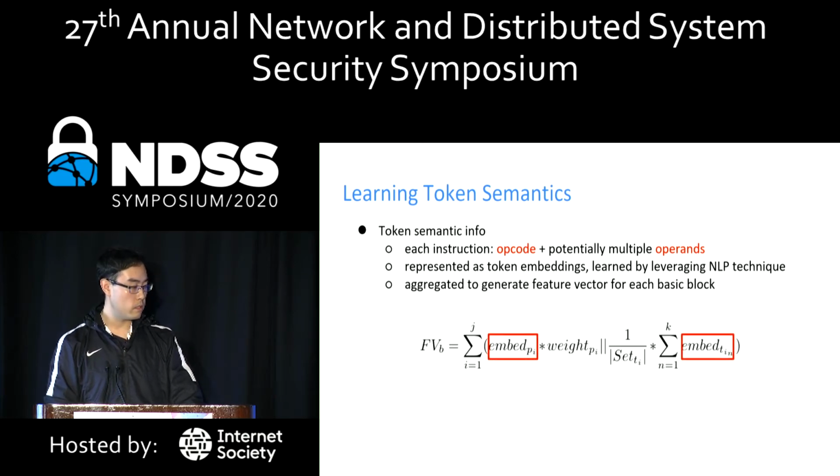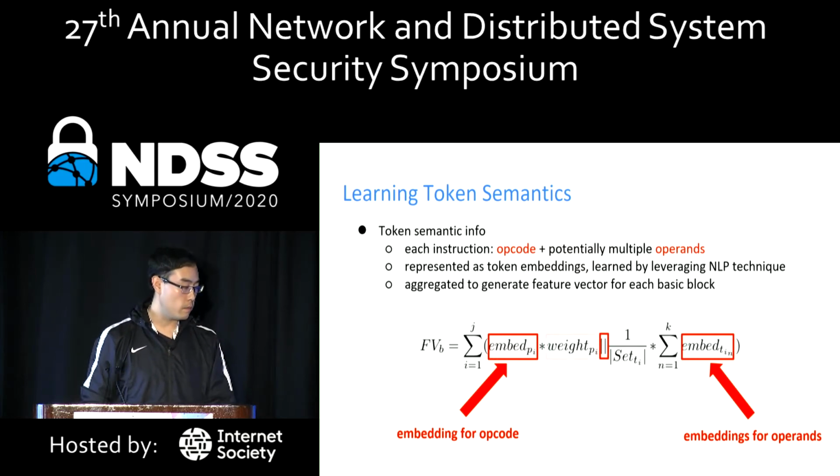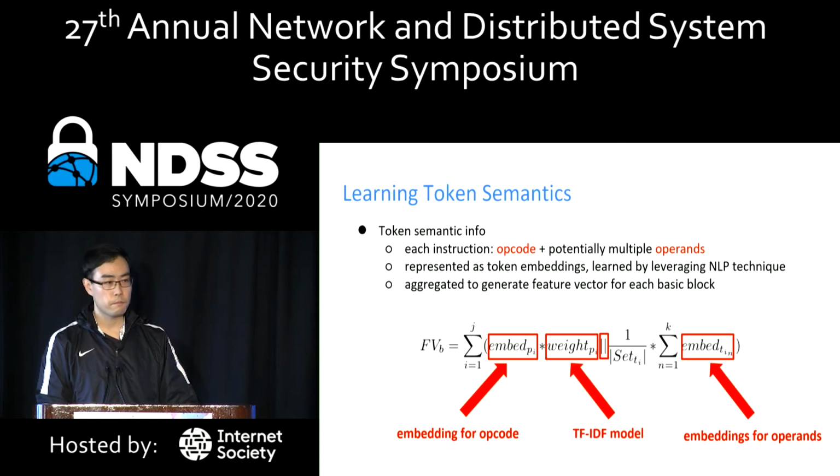You can see there are two embeddings here. The first one is the embedding for the opcode, and the second is an embedding for the operands. And then we concatenate them to generate feature vectors. But you can notice there is this weight here. This weight is based on TF-IDF. So we adjust the weight for each opcode based on the frequency with which it appeared within one basic block.